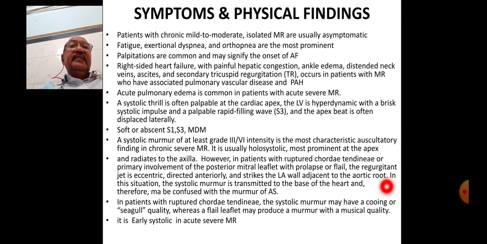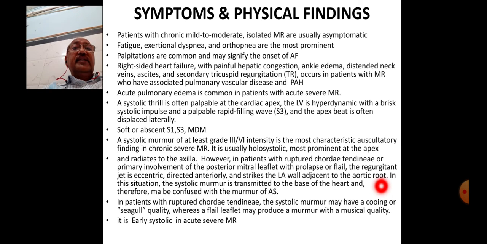Symptoms and physical findings: a patient with chronic mild to moderate isolated MR is usually asymptomatic. They can have symptoms in the form of fatigue. Exertional dyspnea and orthopnea are the most prominent. Palpitations are common and may signify the onset of atrial fibrillation. Right-sided heart failure with painful hepatic congestion, ankle edema, distended neck veins, ascites, and secondary TR can occur in patients with MR who have associated pulmonary vascular disease and severe pulmonary artery hypertension.